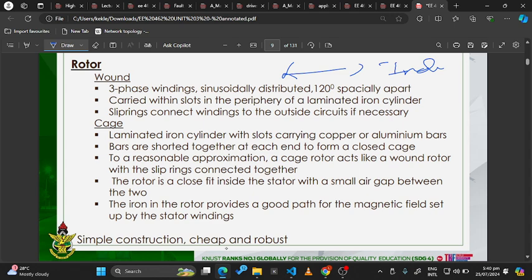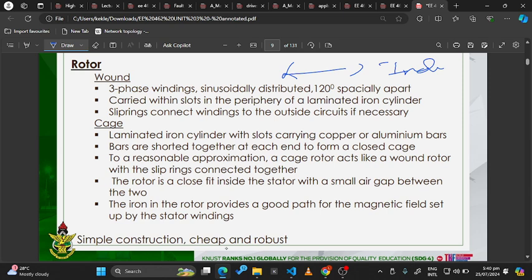There are slots on the stator and there are slots on the rotor. So the slots on the rotor carry the armature windings, then the slots on the stator carry the field winding. These slots are on the periphery of the laminated iron cylinder. Because the machine itself is cylindrical, the rotor is also cylindrical in shape.